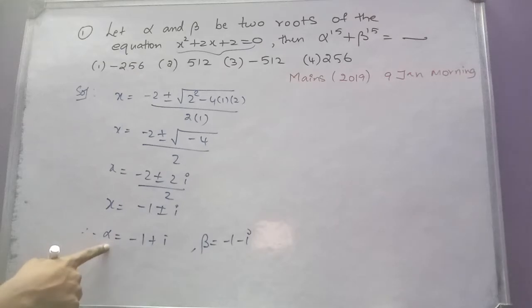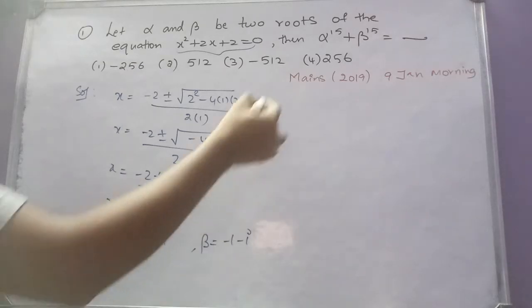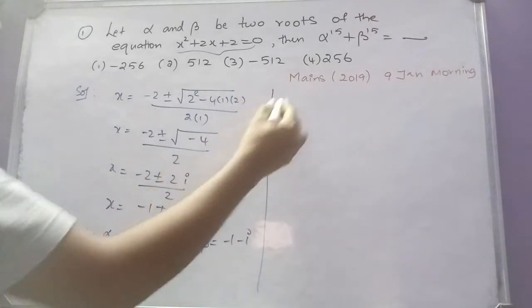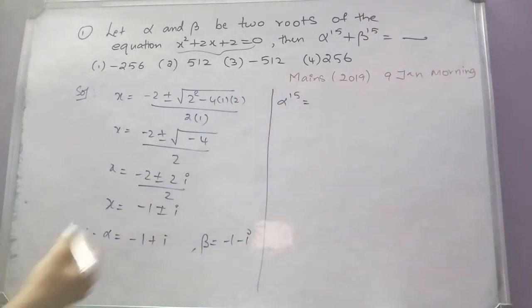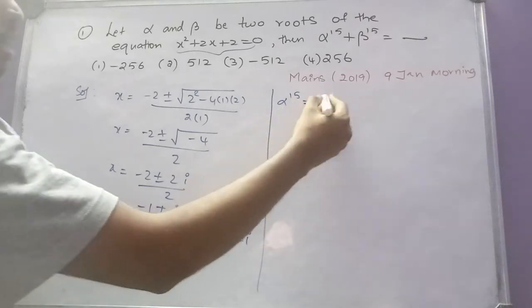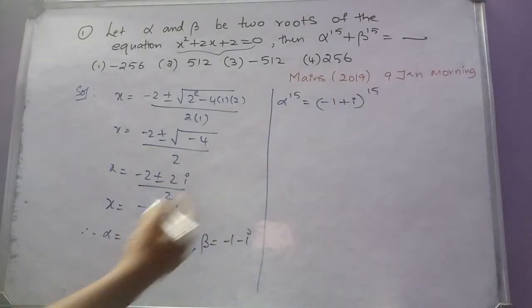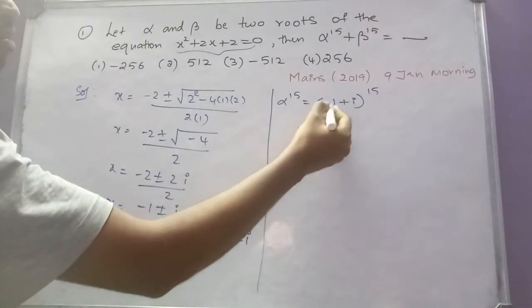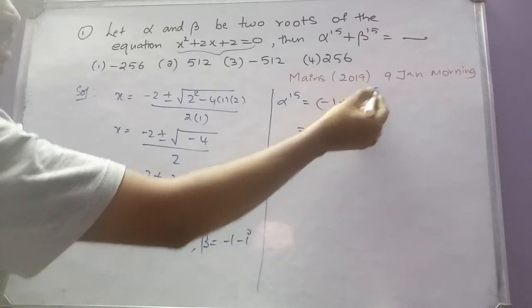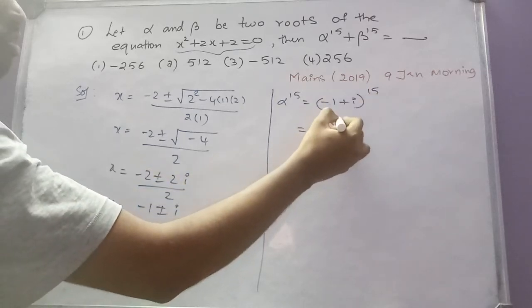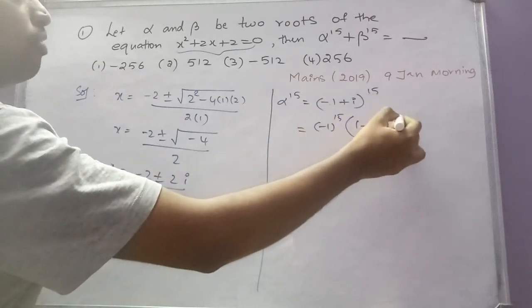Let us find what is alpha power 15 and what is beta power 15. First I will go with alpha power 15. If you understand how to find out alpha power 15, similarly you can find beta power 15. So take alpha power 15, that means minus 1 plus i whole power 15. First let us take minus 1 outside. Minus, if I take common here and here, minus power 15. Minus 1 power 15 into 1 minus i whole power 15.